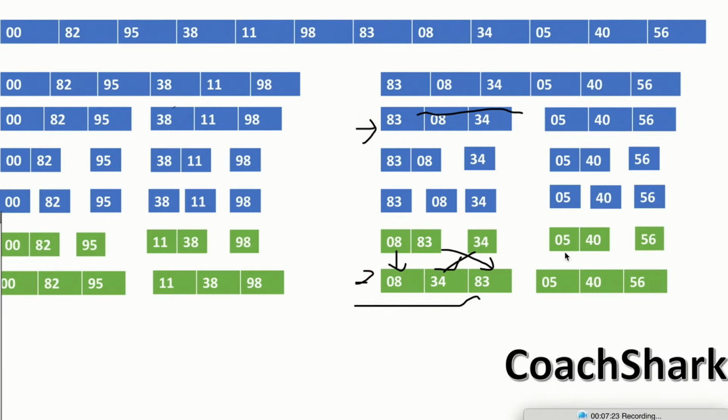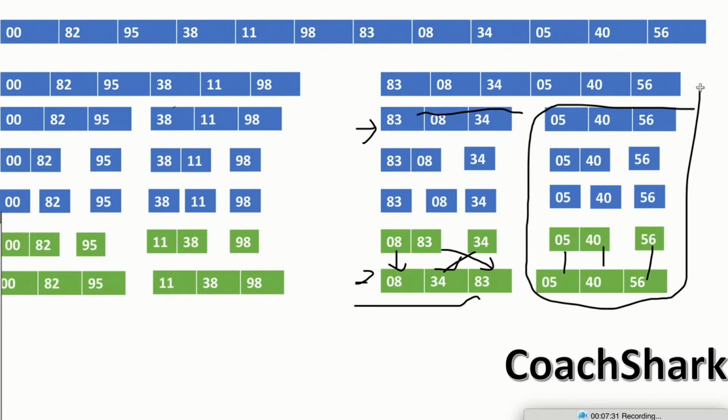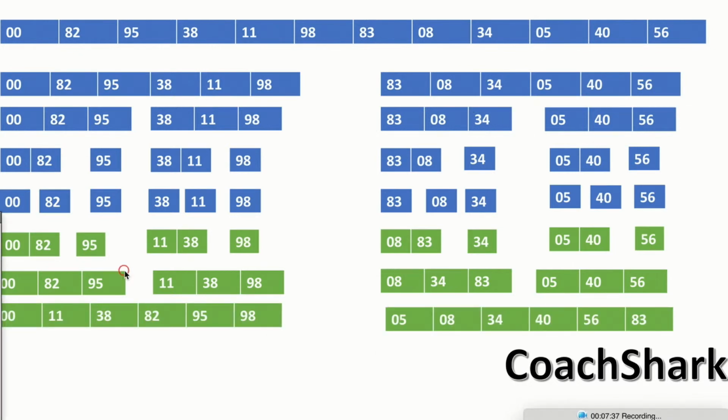Continue. 5 is smaller than 56, 40 is smaller than 56, and 56 remains. This is the only subproblem. So our second combination is done, we move to the next combination. Now we'll combine this and this subproblem.